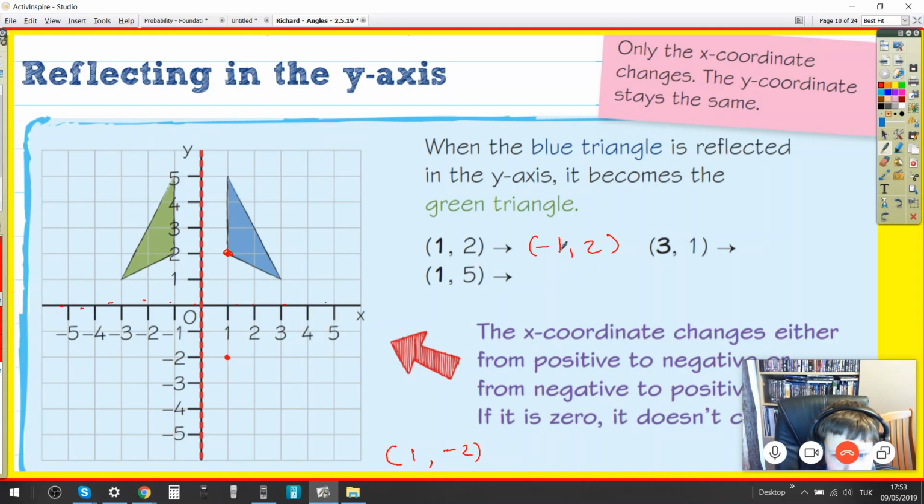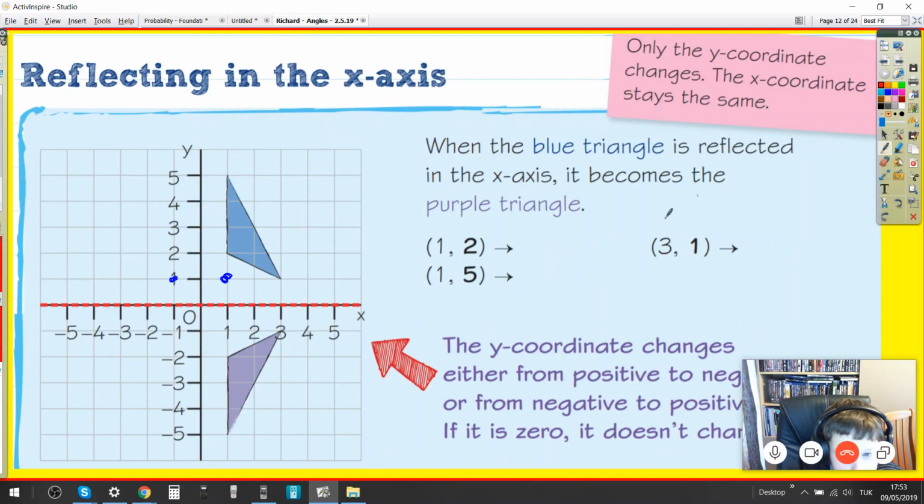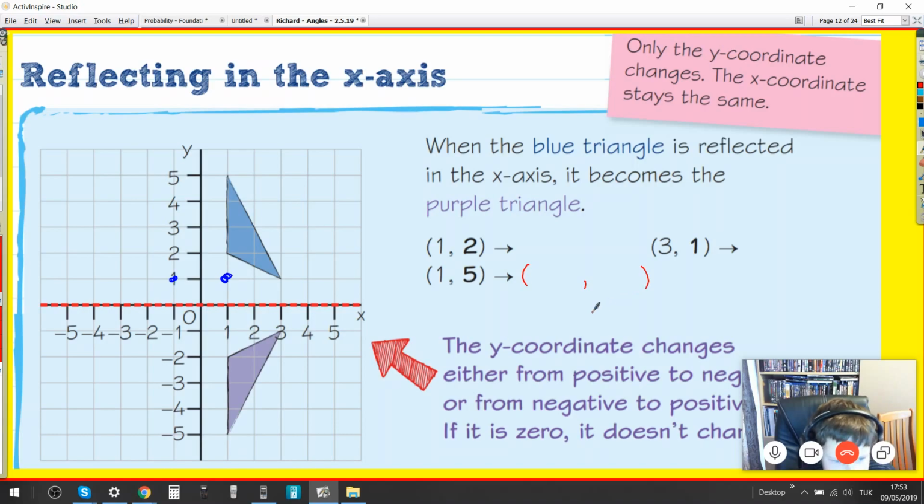Reflection. So what would be 1, 5 after the reflection? It would become minus 1, 5. Yes, that would become minus 1, 5. What would it become after this reflection? 1, 5. It would become 1 minus 5. Well done.